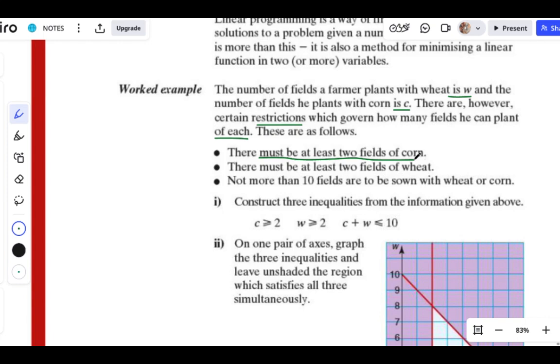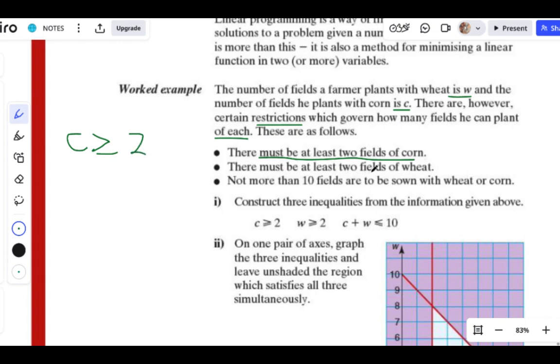At least means must be greater than or equal to 2. So I will write the inequality for corn. I will say C, since they say at least, which means the minimum, meaning it can be bigger than that. Because of the words at least, I will say C is greater than or equal to 2. That's the inequality for corn. That's my first inequality. You get it?